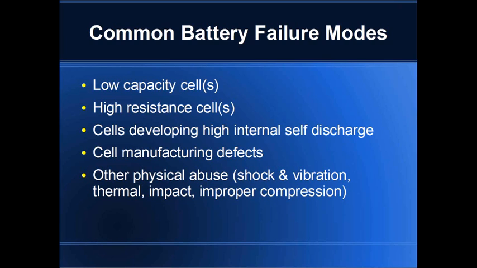Thermal is a big one. If a cell is operating at elevated temperatures for long periods of time, that can take a lot of life off of the cell in a hurry. That tends to be an exponential function. The hotter the cell is, the more accelerated the degradation of life is.